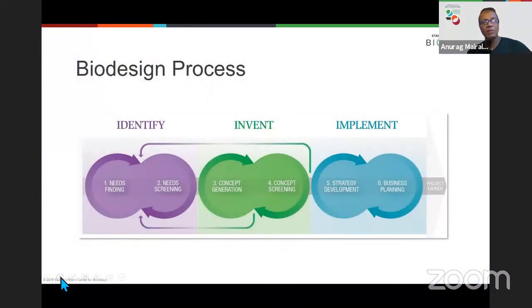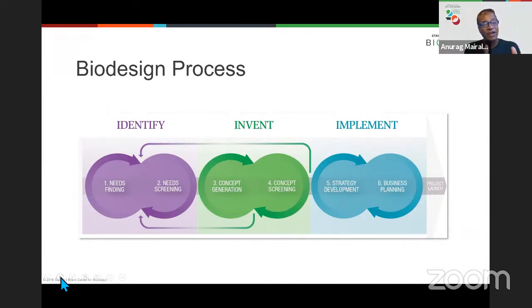So let me now talk about the biodesign process. The biodesign process is basically rooted in design thinking. That's why biodesign. Essentially, it takes that 5-step process and includes the implementation part of it and comes up with these 3 major stages. We call it the 3 I's: identify, invent, implement. Identify an unmet need, invent a solution around it, and then implement it. The identify and invent parts are usually much faster. The implement part, as many of you know, takes a long time.